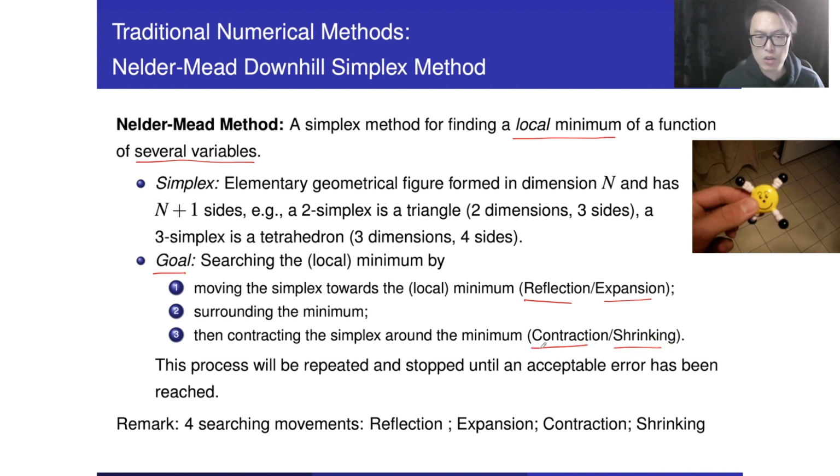So we are going to repeat this process. That means each time we are going to pick one of these actions and repeat the process until we find the local minimum. In general, we have 4 kinds of movement: refraction, expansion, contraction, and shrinking. Now I'm going to show you another animation, so that I can show you all these 4 kinds of movement, and how we locate the local minimum.